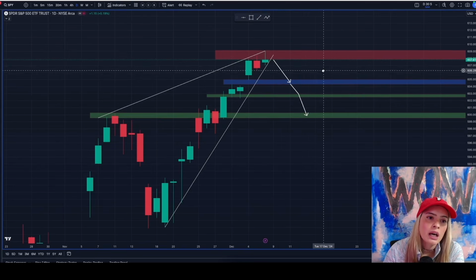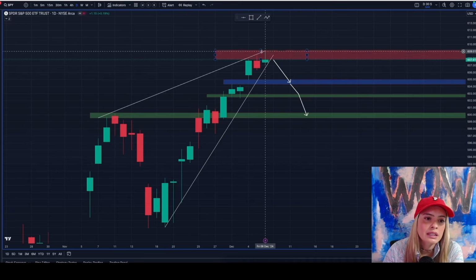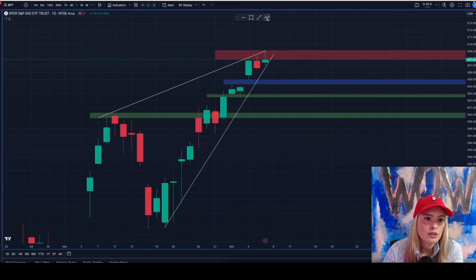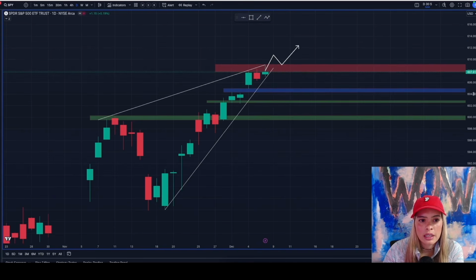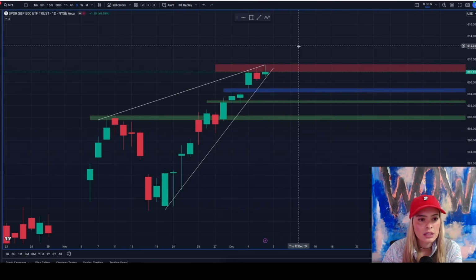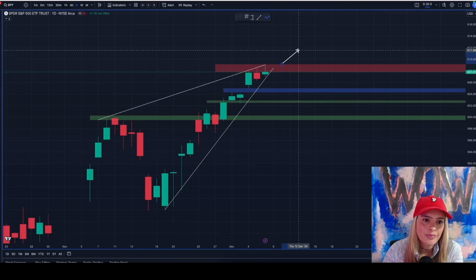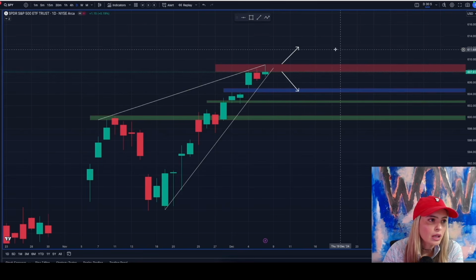If SPY uses this level of resistance as support, so we wait for a clear, strong break of that resistance, we wait for a pullback, and then we play the upside until, again, new territory, because this is all-time high. So that is SPY, and that will be pretty much my plan for tomorrow, seeing how SPY is going to react to this big level.